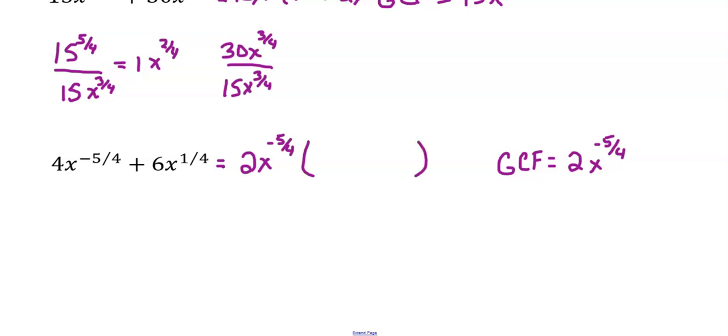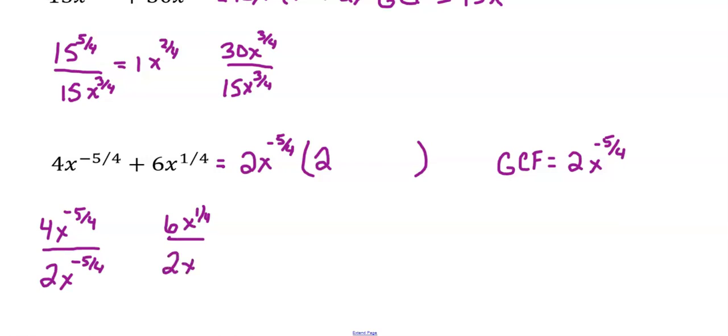To get the binomial, we'll look at each of the terms and divide by the greatest common factor. So 4x to the negative 5/4 divided by the greatest common factor, 2x to the negative 5/4. Well, 4 divided by 2 is 2. And x to the negative 5/4 divided by itself is 1. So that's 2 times 1, which is 2. And then for the second term, we have a 6x to the 1/4.